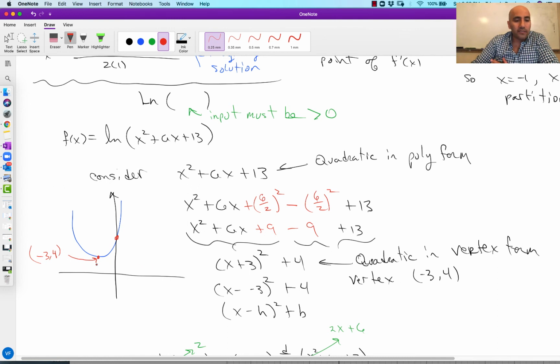But all that matters is that the vertex is above the x-axis. Here's our x-axis. The vertex is above the x-axis and it opens up. So the outputs are always positive, right? All these outputs, the range is going to be starting at 4 going up. The range of this function is from 4 up to positive infinity. Range is from 4, inclusive of 4, up to positive infinity. Good.